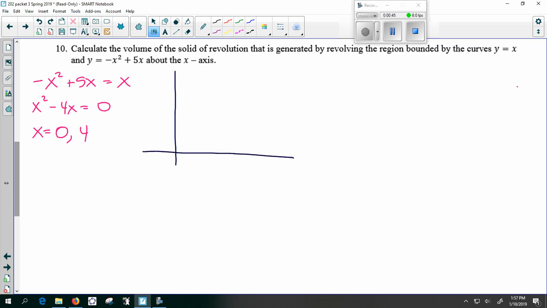So I know y equals x is just this diagonal line. And y equals negative x squared plus 5x, I know that's a parabola that opens down because of the negative leading coefficient. And I know its y-intercept is 0, because if you plug 0 in for x, you get 0 for y. So it's got to look something like this. And it's going to intersect with y equals x at 0 and at 4.